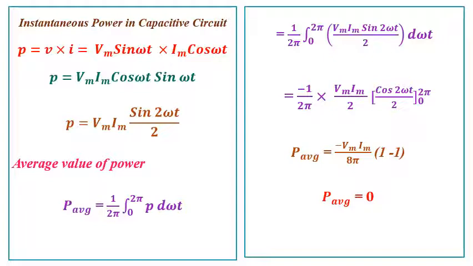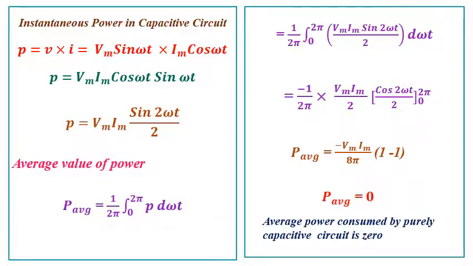That means in a purely capacitive circuit, the power consumed, or average power consumed, is 0. Here also, during one half cycle the capacitor charges by consuming power from the source, whereas in the next half cycle the capacitor discharges, giving this power back to the supply. So average power is 0, but some power is circulating in these elements.